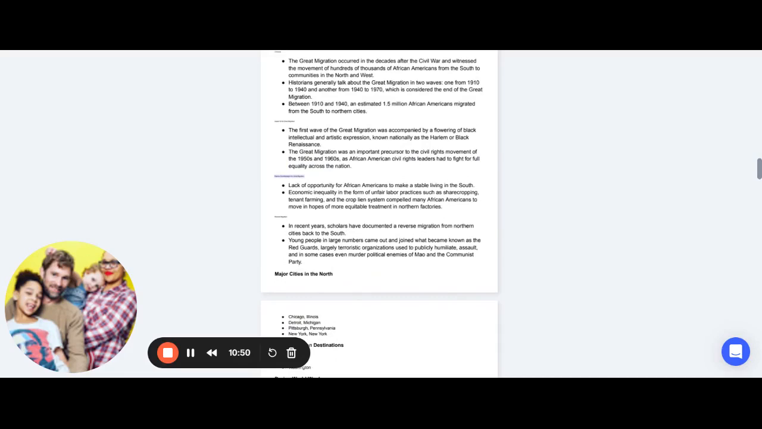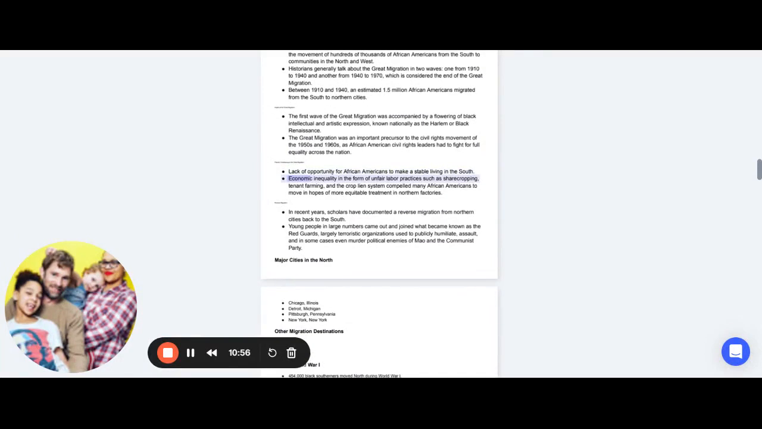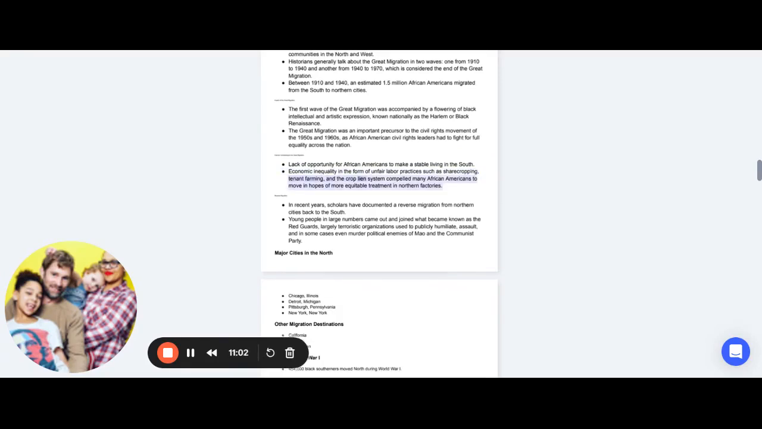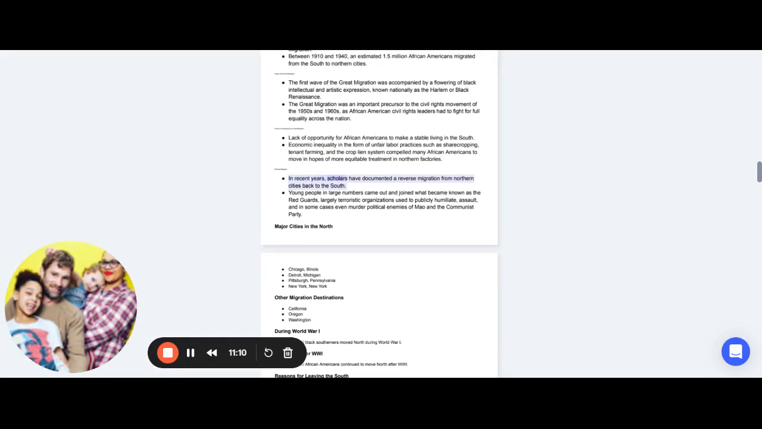Factors contributing to the Great Migration. Lack of opportunity for African Americans to make a stable living in the South. Economic inequality in the form of unfair labor practices such as sharecropping, tenant farming, and the crop-lien system compelled many African Americans to move in hopes of more equitable treatment in northern factories. Reverse migration. In recent years, scholars have documented a reverse migration from northern cities back to the South.